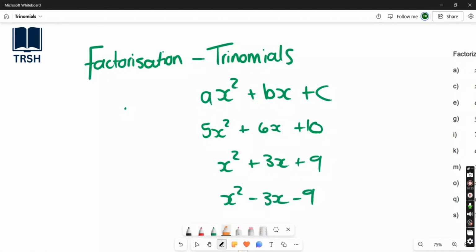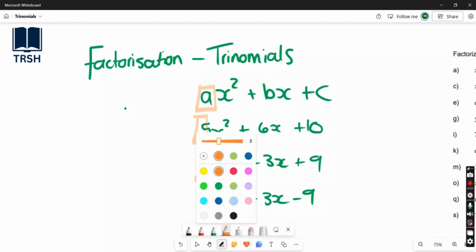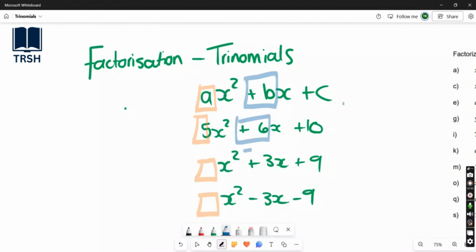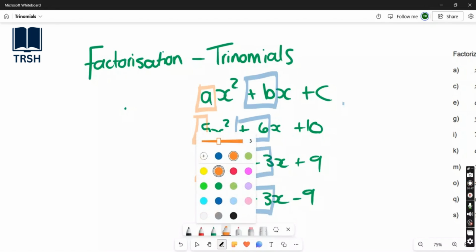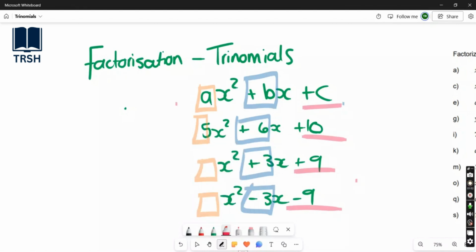You should be able to identify that our a value is the one just in front of the x squared. In this one, we don't have an a value. Then we have our b value, which is the one in front of our x. And then our c value is the one at the end. That's what I mean when I say that whenever we're factorizing using trinomials, it needs to be in that form. So that's how you spot a trinomial.